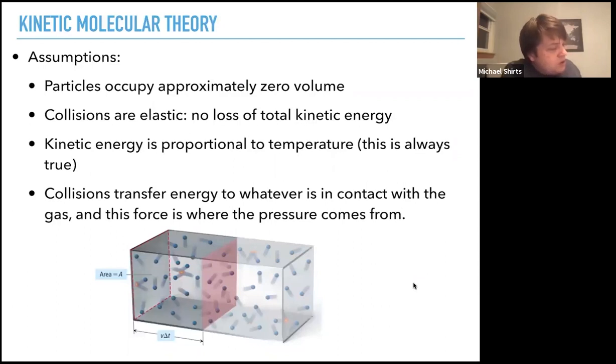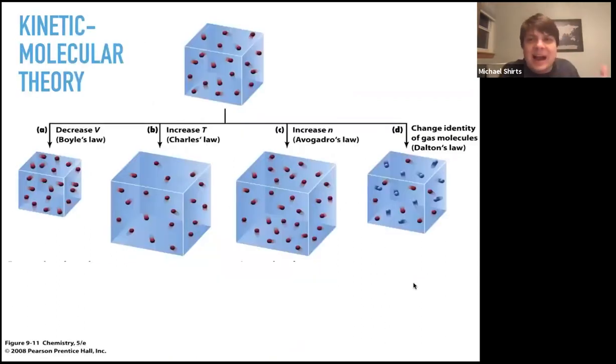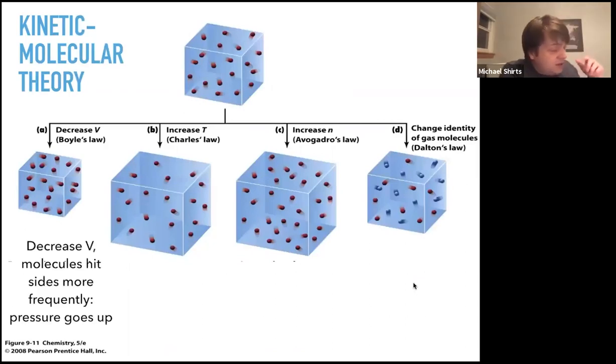Okay, and we can see how this idea explains, at a qualitative level, the different components of the ideal gas law, the simple gas laws that make up the ideal gas law. By kinetic molecular theory, if we decrease the volume but keep everything else the same, the molecules are moving at the same speed, so they're going to be hitting the sides more frequently. The pressure goes up. If you make it half the size, then they're going to be on average hitting the sides twice as frequently.